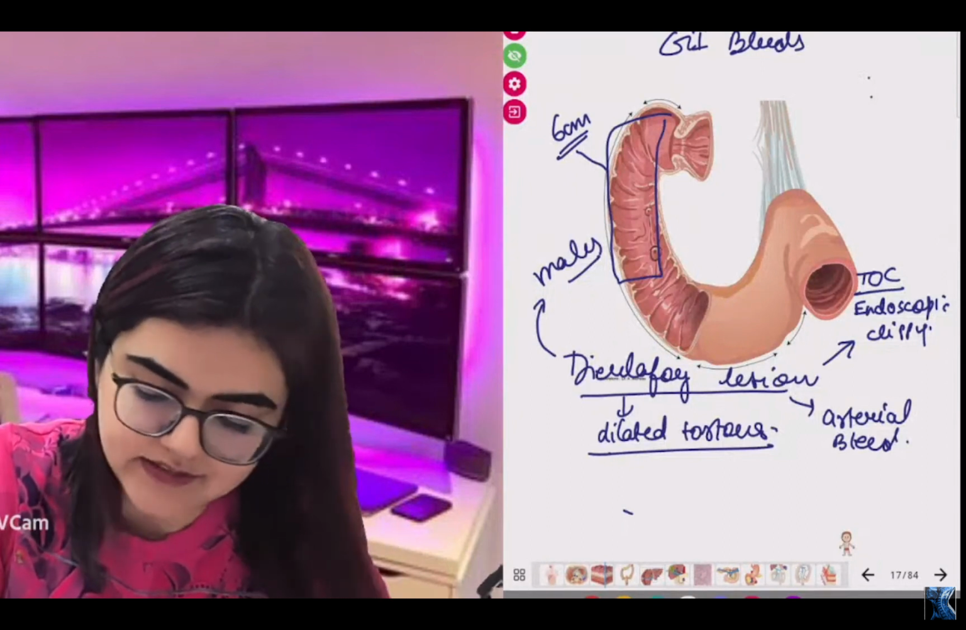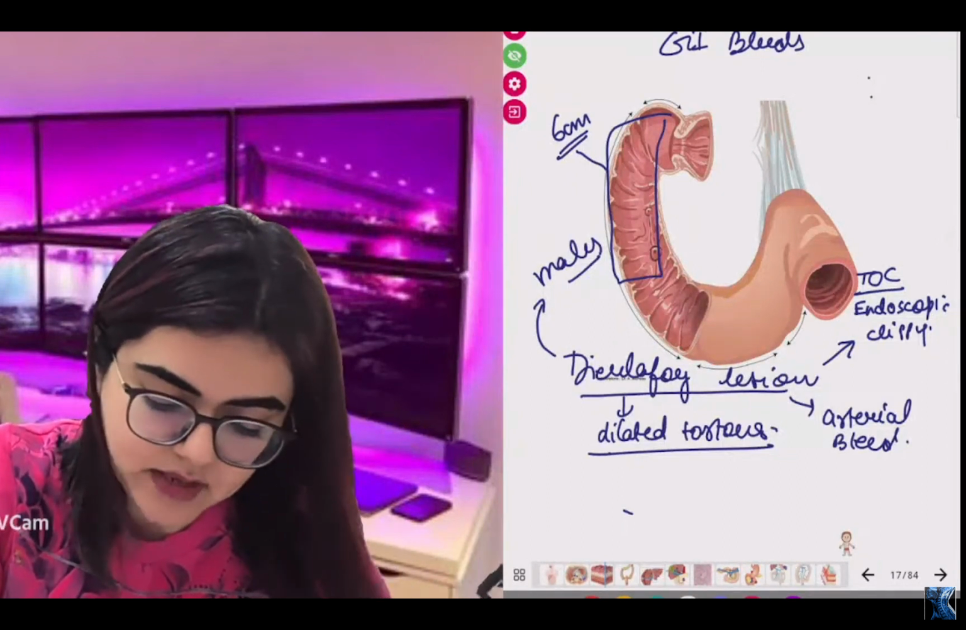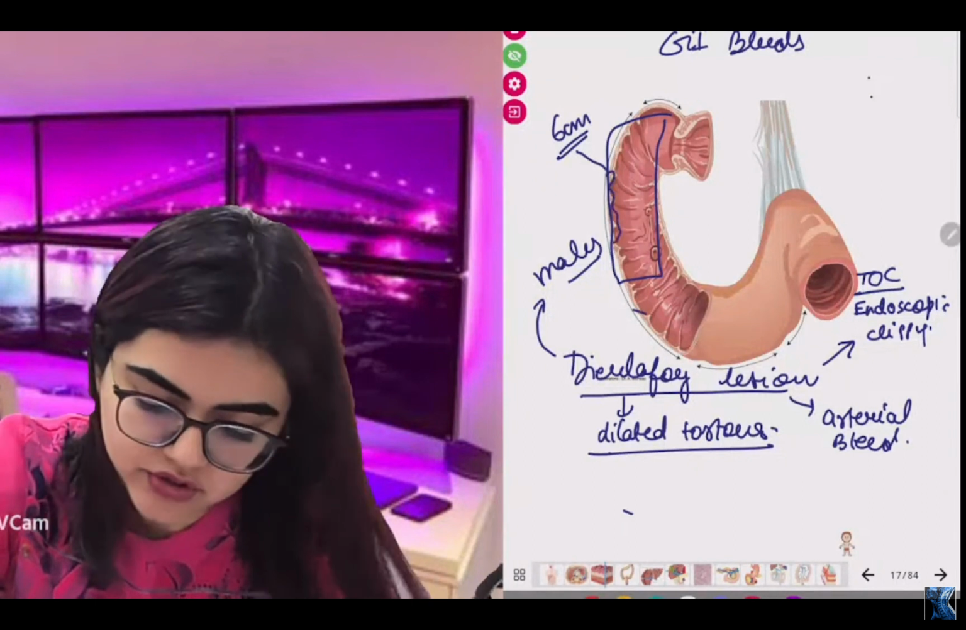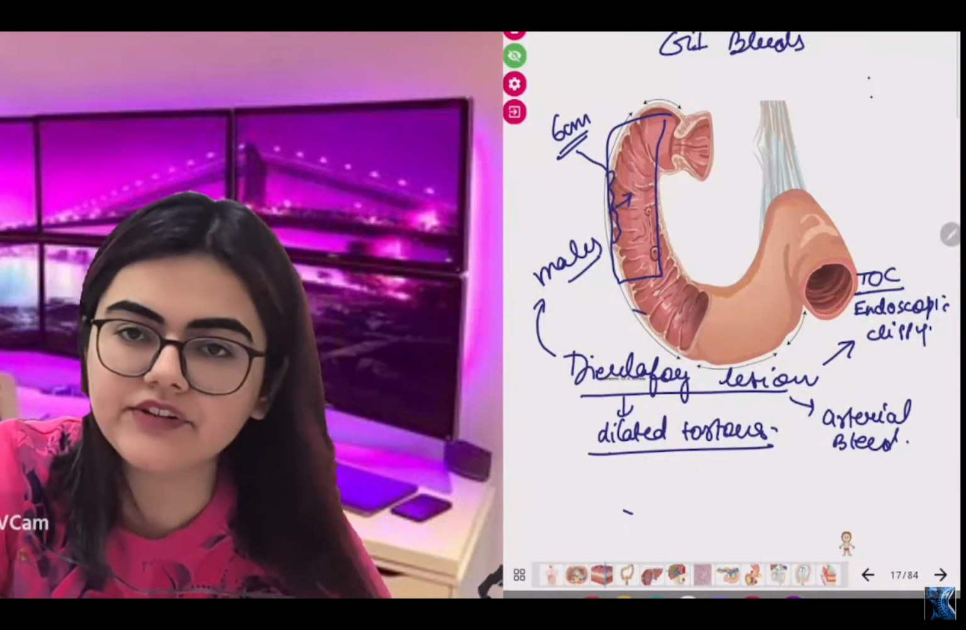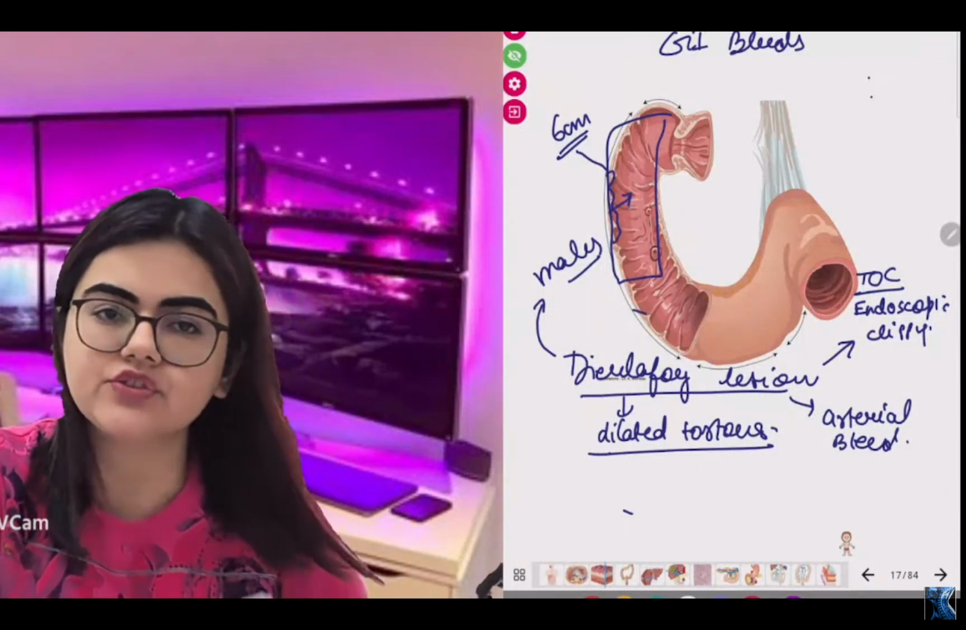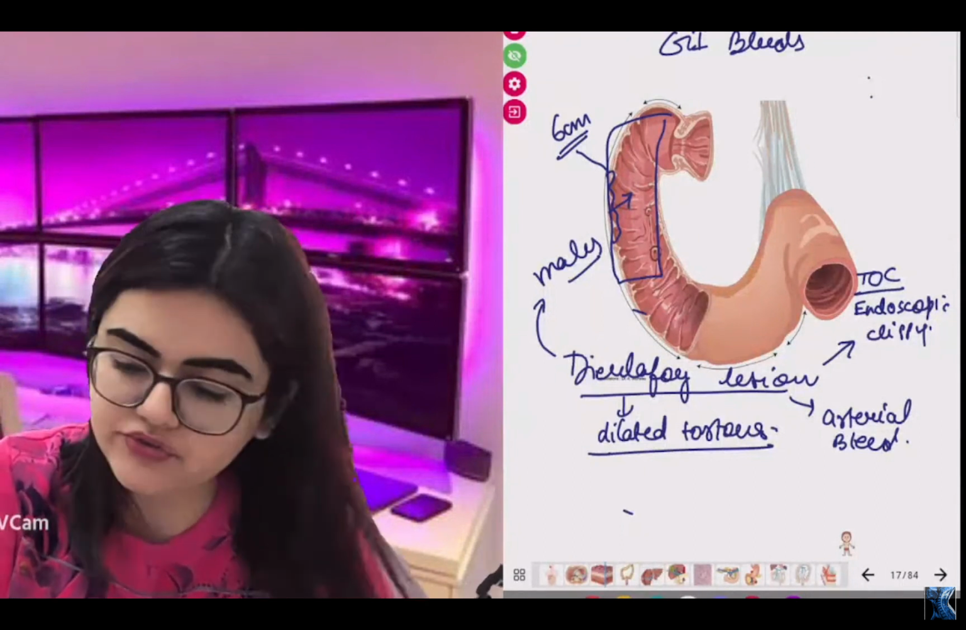Okay. Now, if you're not treating Dieulafoy's lesion, then submucosal arterial pulsations will erode the mucosa, and that will result in bleeding. That will result in active spurt of bleeding through these lesions. Okay. So this was about your Dieulafoy's lesion.